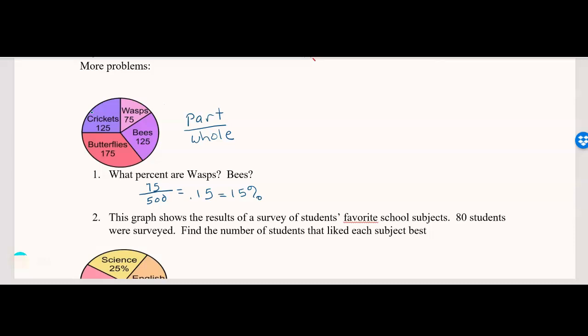The next question wants to know bees. I'll write down, this was wasps. Bees, well, we know over here, bees is at 125. Again, out of the whole, which is 500. Take 125 divided by 500, that's actually a quarter of it, so 0.25 or 25%. You would say in this circle graph, in this chart of the 4 different insects, bees took up or accounted for 25%.